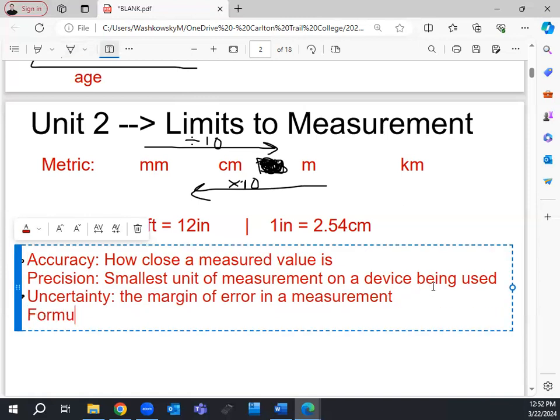And then the formula for uncertainty is half the precision.